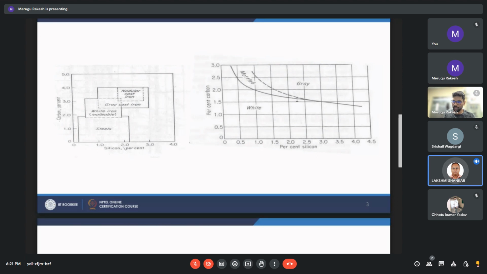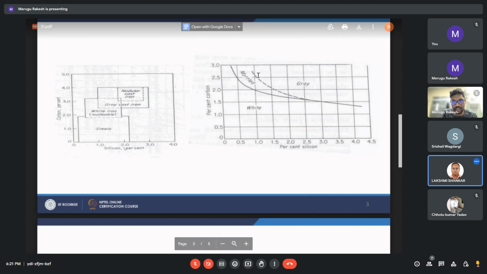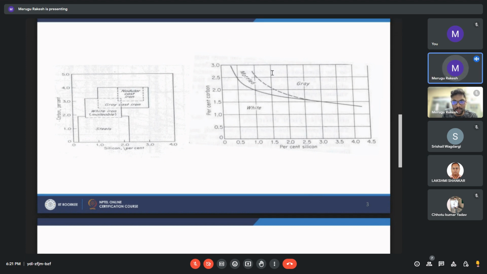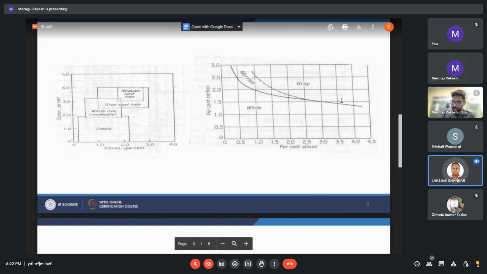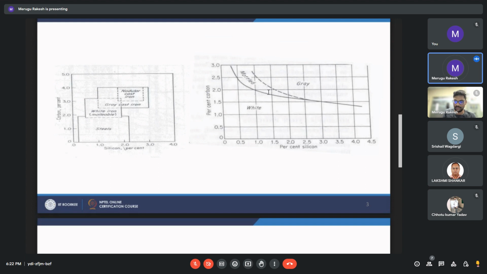Sir, what is this dotted line? This is the region in which mottled cast iron is there. No sir, above there is some dotted line. This one, right? Yes sir. You see my cursor, right? Above this line we are getting gray cast iron, below which we are getting white cast iron, and this is the region where we are getting mottled cast iron. Understood? Okay, sir. I will discuss each and every cast iron.